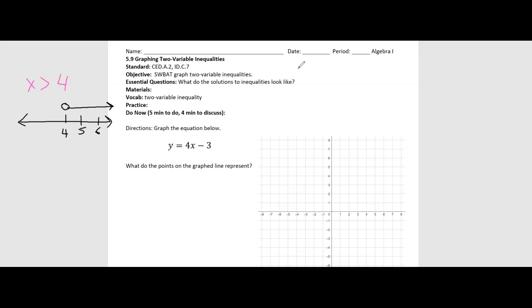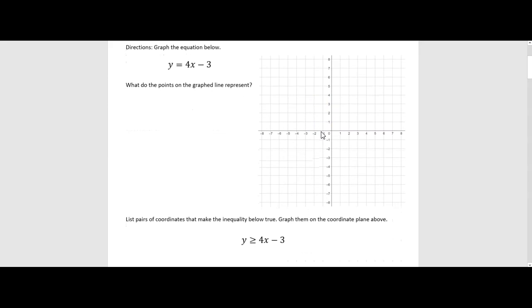Now we're going to graph inequalities that have two variables. By definition, two variable inequalities are going to have an x and a y. So we're not going to graph them on a number line, we're going to graph them on a coordinate plane. Before we start graphing the inequalities though, let's do a quick intro with graphing a line. So graph the equation y equals 4x minus 3 on the coordinate plane below, and then we will start our discussion with inequalities.